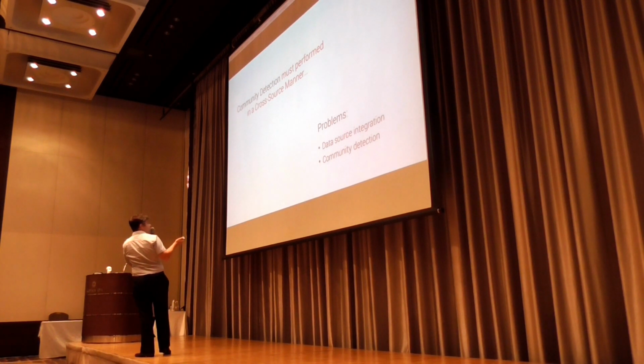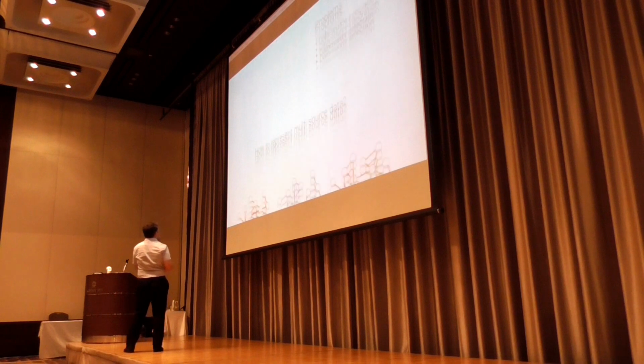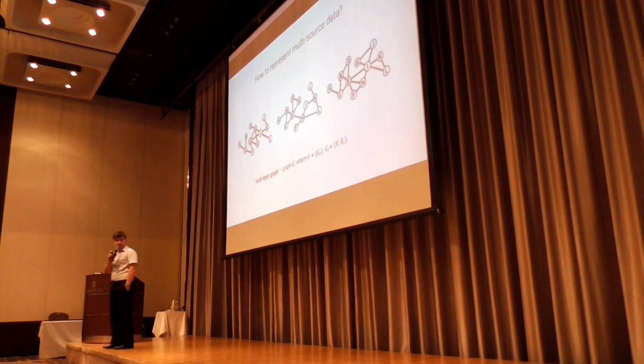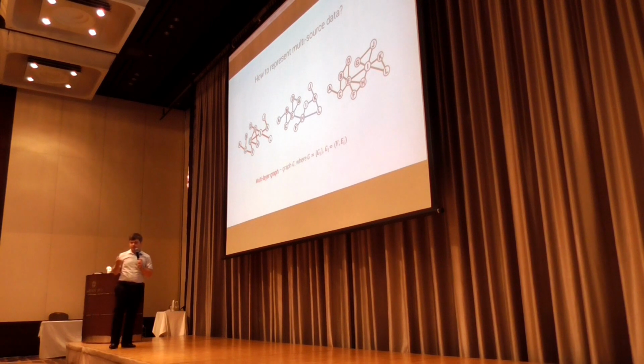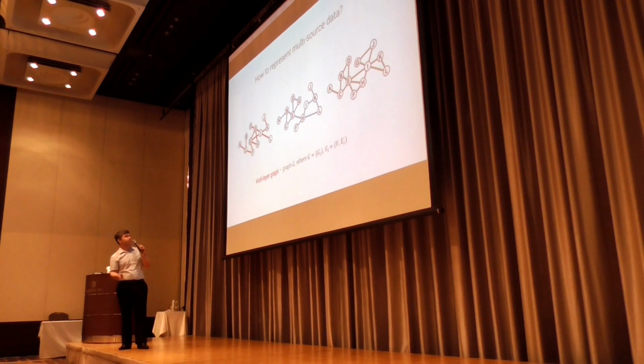So our main problems are data source integration, because we have multiple data sources, and community detection based on these multiple data sources. So how to treat it? Well, there's one way. We can represent our data as a so-called multi-layer graph, where our vertices are still our users, and edges are their representations in different social networks.